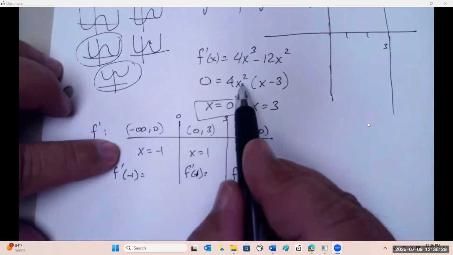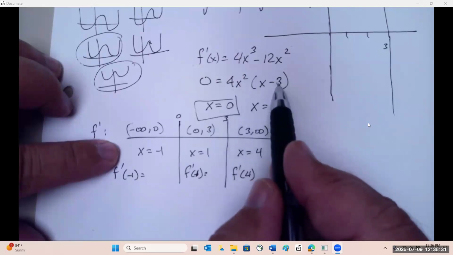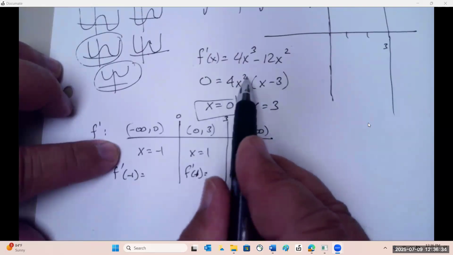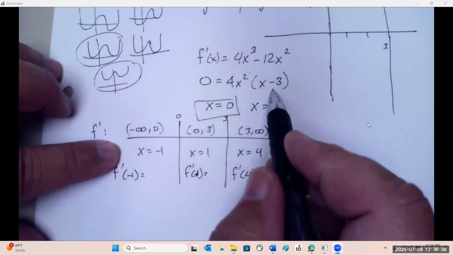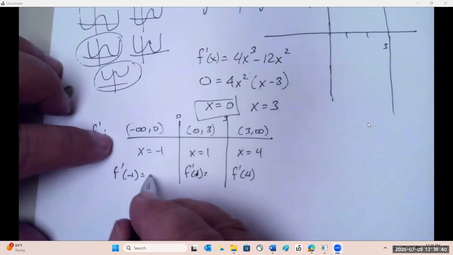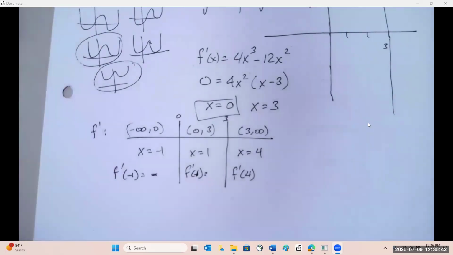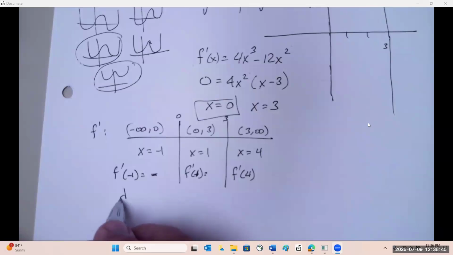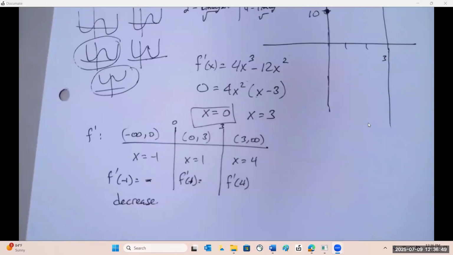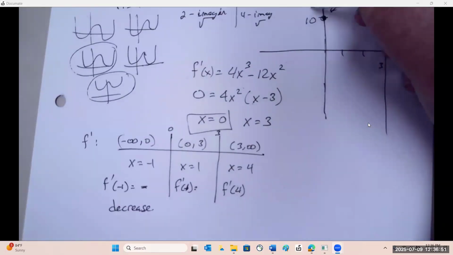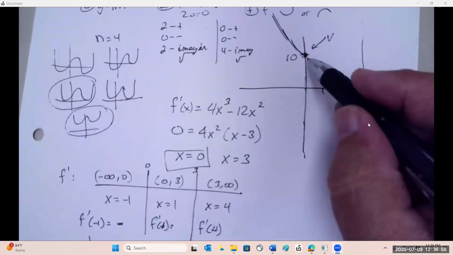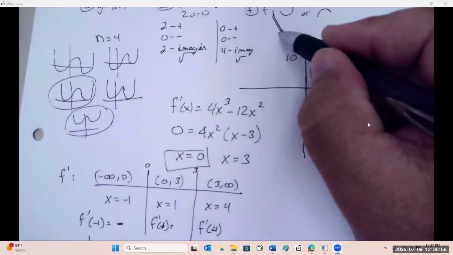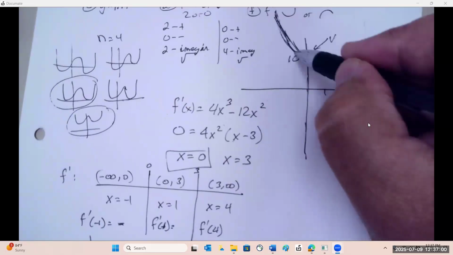So when x is -1, that was squared, makes it a positive. -1 minus 3 makes it -4. So this is going to be negative. So it's decreasing. So we know from the left of this, it's decreasing. But since that's a vertex, it's got to have a curve of some sort.